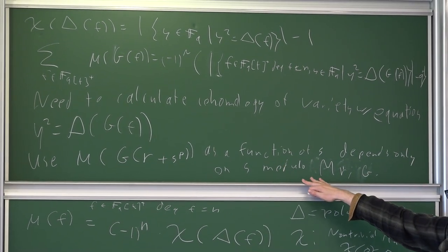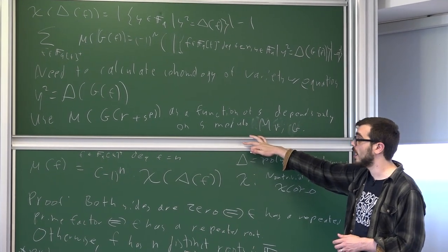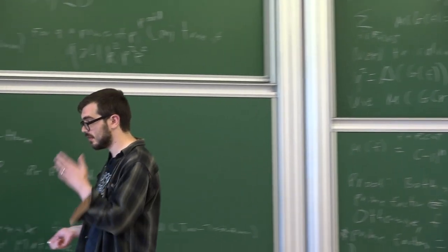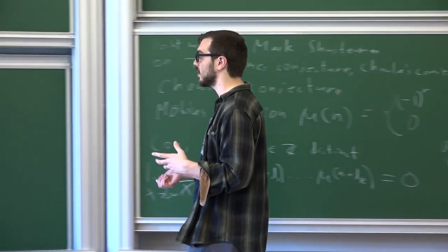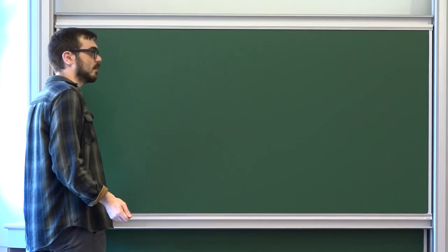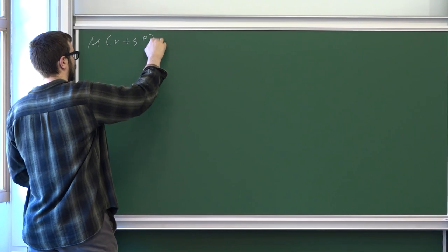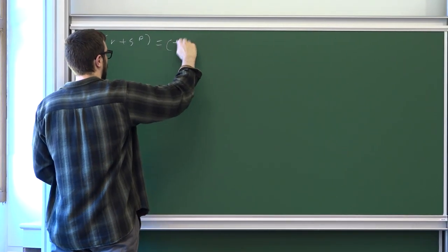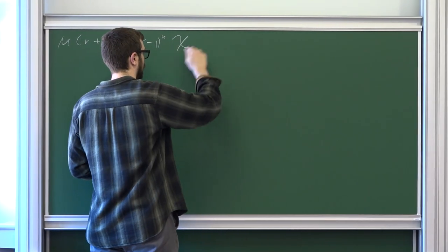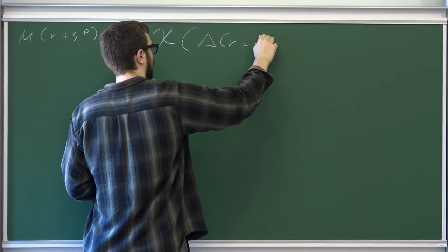So let me explain where this periodicity is coming from. And I'll first do it in the simplest case. If we just look at the identity polynomial, so mu of r plus s to the p itself, it's (-1) to some degree times this character evaluated at the discriminant of r plus s to the p.